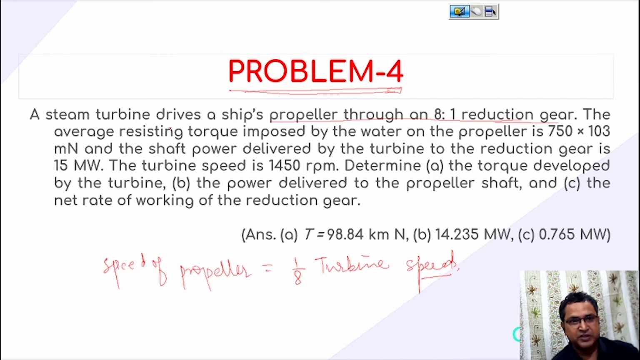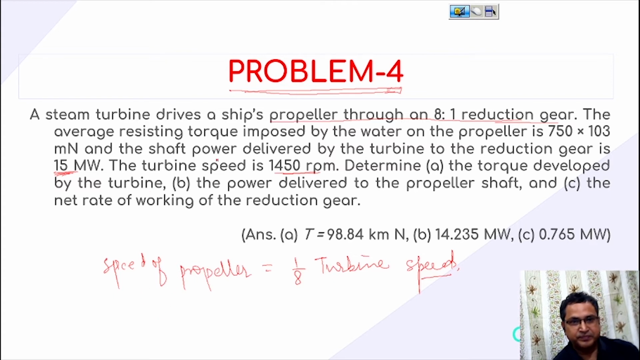The average resisting torque imposed by water on the propeller is 750 into 10 raised to the power 3 newton meter, and the shaft power delivered by the turbine to the reduction gear is 15 megawatt. This much power is being generated. The turbine speed is this much rpm. Determine the torque developed by the turbine.